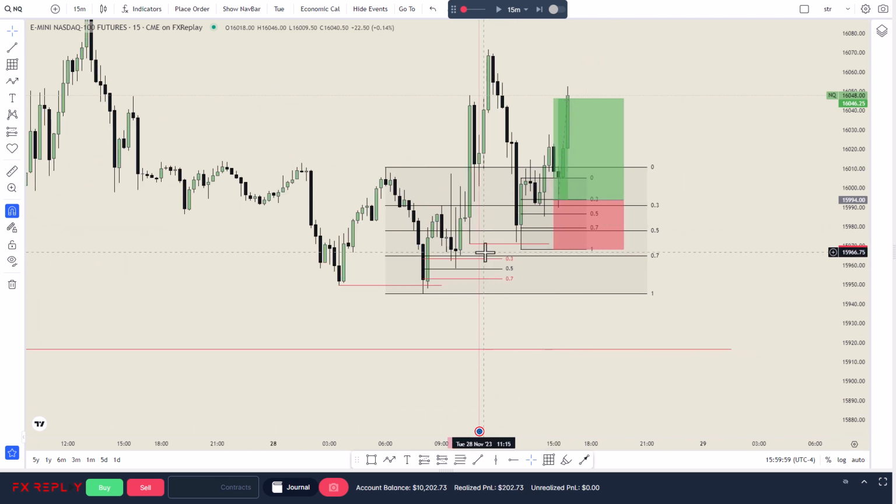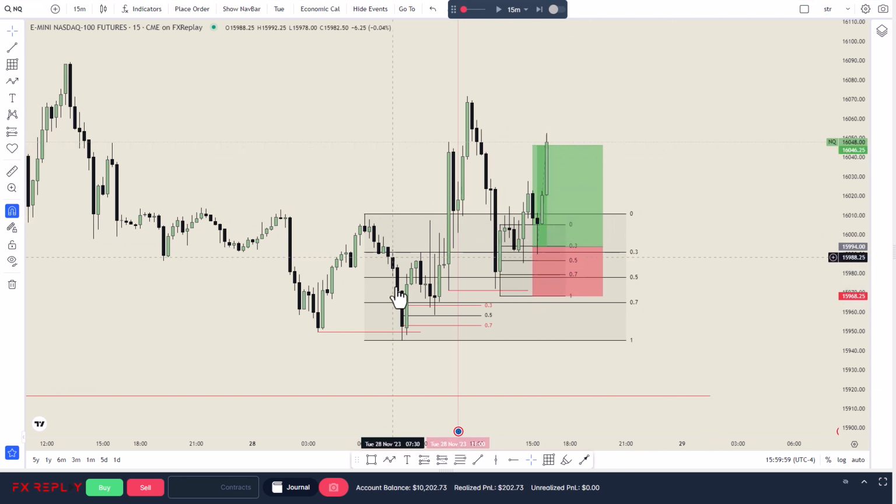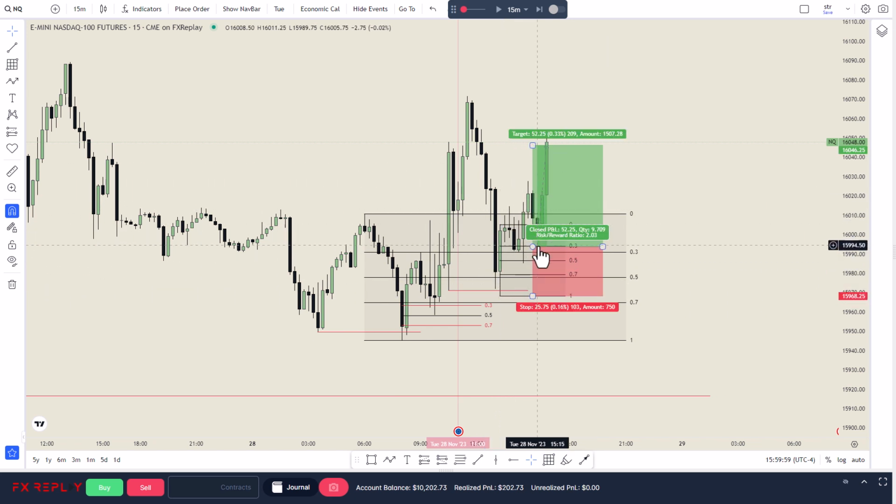So we swept it, and we have the CSS confirmation right here. So this is the sequence. We have the zone, we have sweep inside the zone, we have close back inside the range. We don't want to see boundary closure. The CSS confirmation, return back inside the range.